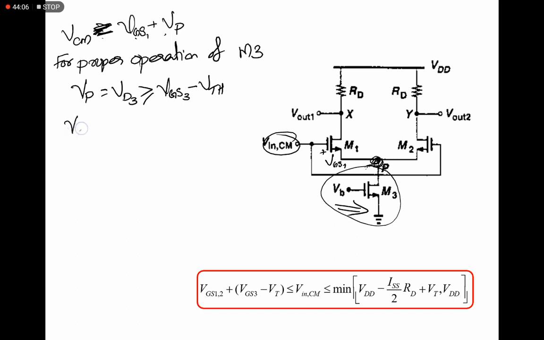So the value of VCM, this equality changes to greater than or equal to due to this sign in VP, VGS1 plus VGS3 minus VTH. The same thing we will get as VCM must be greater than or equal to VGS2 plus VGS3 minus VTH if we consider this path. That's why they have given VGS1 or 2, 1 comma 2, plus this quantity. Okay, that's all.